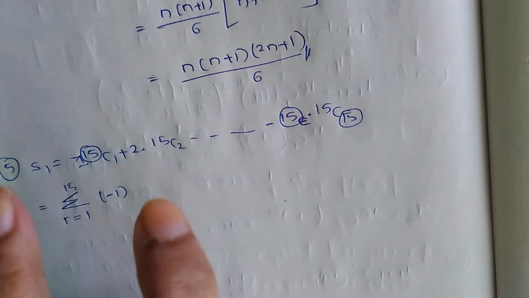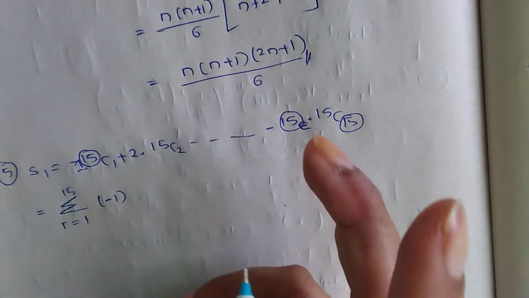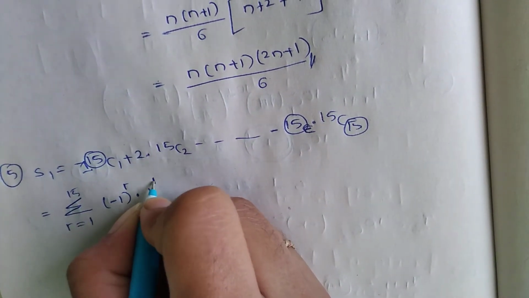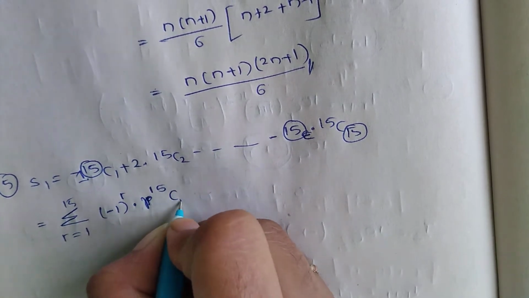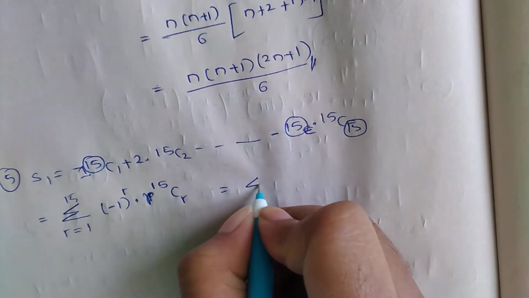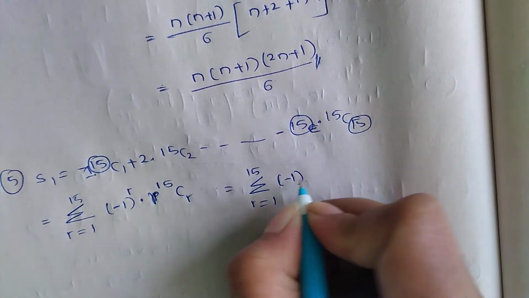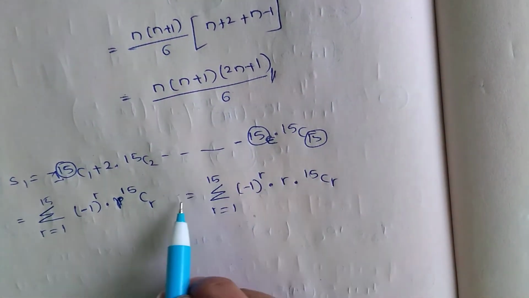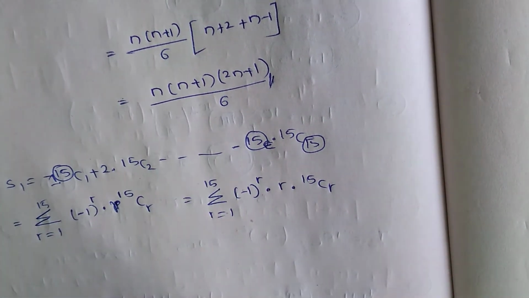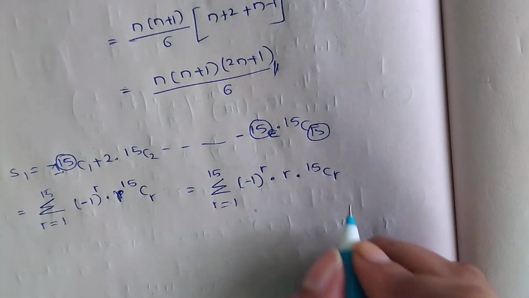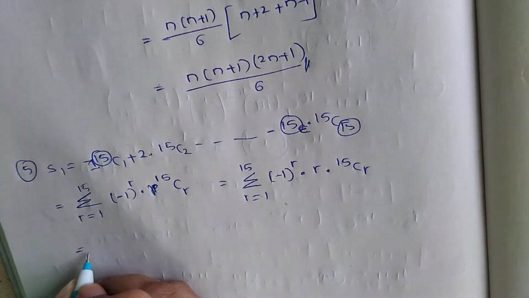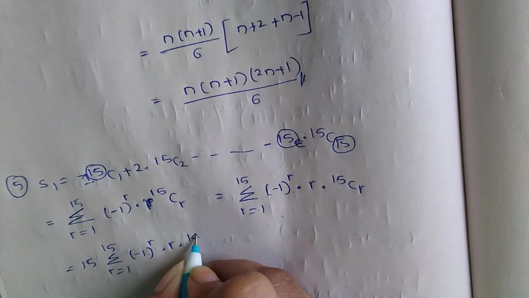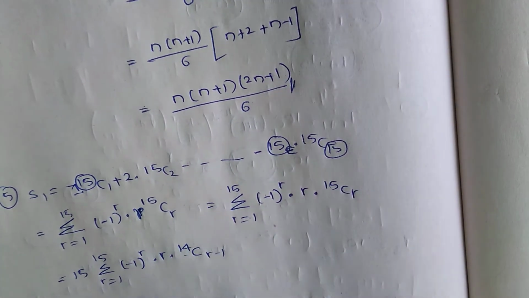We are getting alternating plus and minus. So (minus 1) power r into r into 15Cr. I am writing it again: summation r equals 1 to 15, (minus 1) power r into r into 15Cr. Yes or no? You substitute r values from 1 to 15 and you will get this expansion again. Now you solve it. I'll take 15 common, like this: (minus 1) power r into 14C(r minus 1).